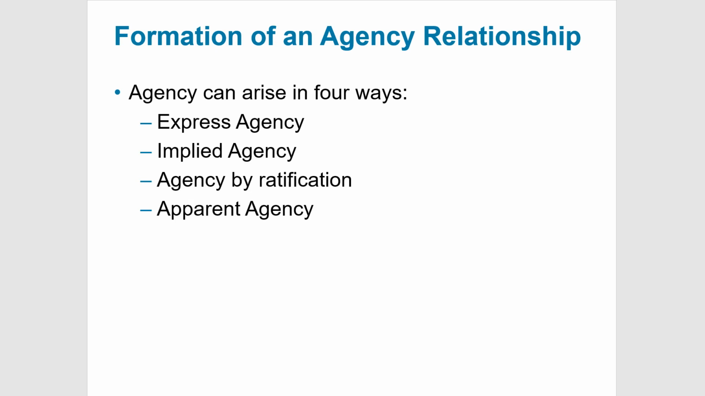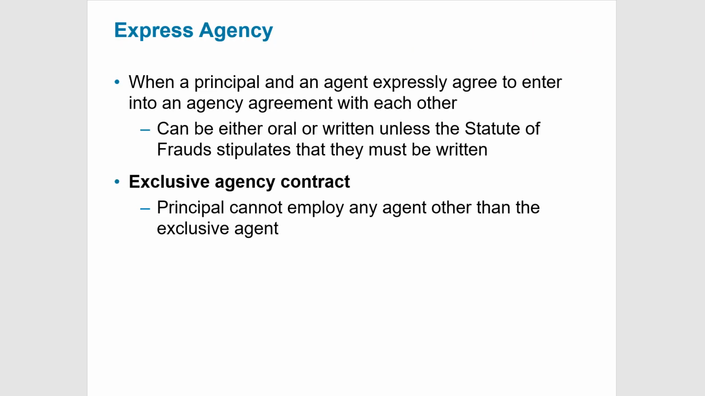So how do we form an agency relationship? We have 4 ways. We have express agency, implied agency, agency by ratification, and apparent agency, and we'll discuss each of those in a little bit more detail here. So an express agency is when a principal and an agent expressly agree to enter into an agency relationship with one another. This can be oral or it can be written.